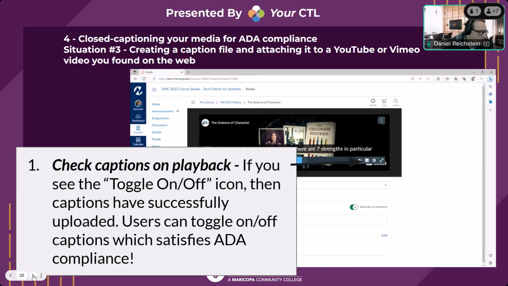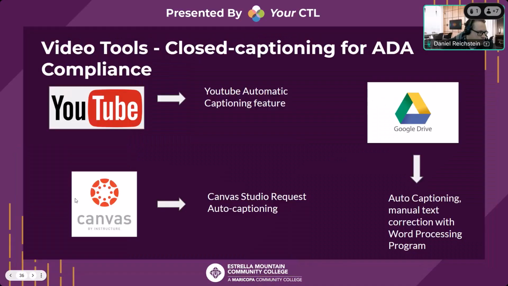Okay. And like I said, as long as you can toggle on and off the captions, you are in compliance. And with that, I want to finish with this helpful little graph to show you that for YouTube, you would use the YouTube automatic captioning feature. For Canvas Studio, you would use the Canvas Studio either request or its auto captioning enabled features from the settings like I showed you, or use the auto captioning in the Google Drive.